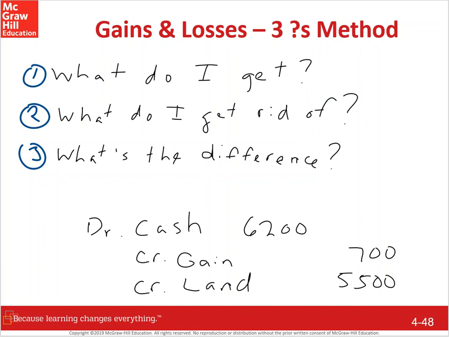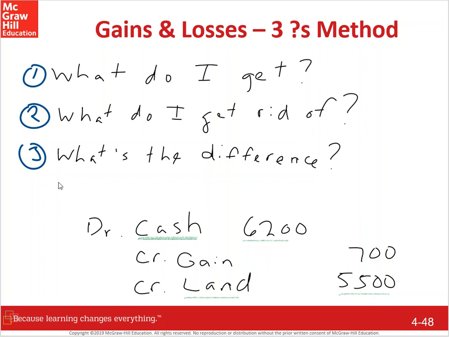But now that makes our journal entry balance. So going through that again, number one, what do I get? And the answer is I get cash. We're selling something. So I get cash. And specifically, they tell us that we sold the land for $6,200. So that's where we're getting the $6,200. So question two, what do I get rid of? I'm selling the land. So I get rid of land. And now when we get rid of the land, you can only get rid of exactly the land that you have. And that's $5,500 of land. We can't put $6,200 in there. Okay, we get rid of exactly what we have, no more, no less.